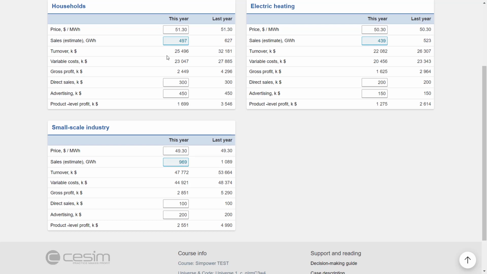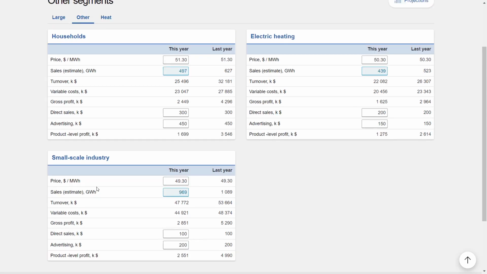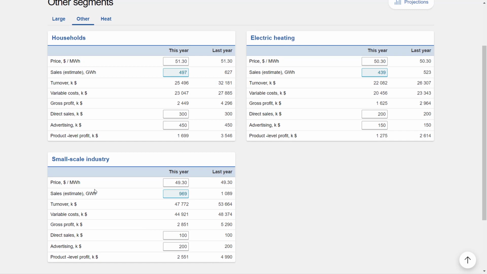Sales estimations we do here again in these gray cells for each of the different segments. And then we allocate the direct sales and advertising for each segment separately. You need to keep in mind that these different segments have different behaviors. Some segments are more price sensitive, some segments are more sensitive to advertising and direct sales. So when you design your marketing strategy, you should try to figure out what is the response from the different segments.